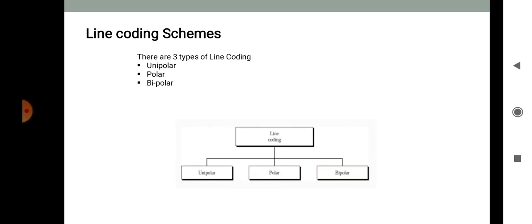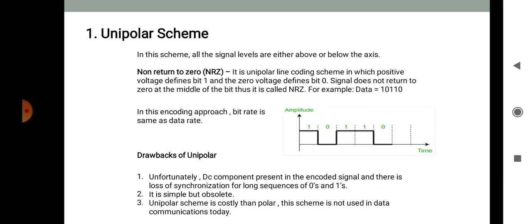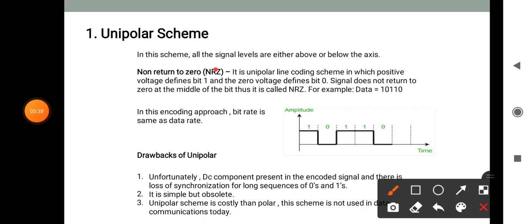Then the next concept is line coding schemes. We can divide line coding schemes into three basic categories. First is unipolar, second is polar, and third is bipolar. Here the first one is unipolar. In unipolar, all the signal levels are on one side of the time axis, either above or below. The first scheme is non-return to zero, called NRZ.